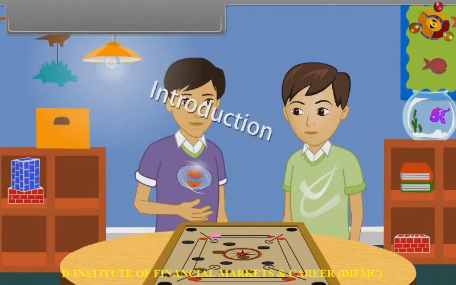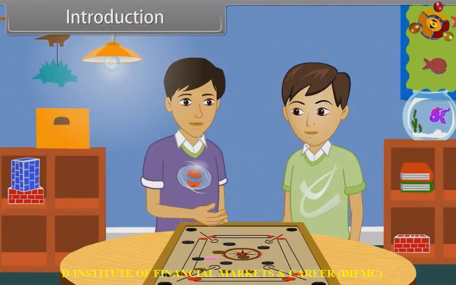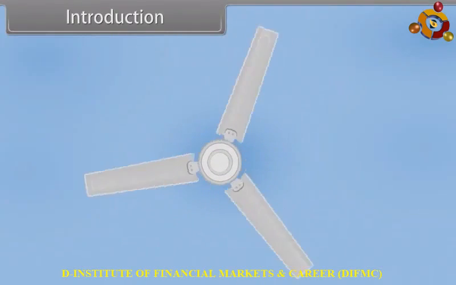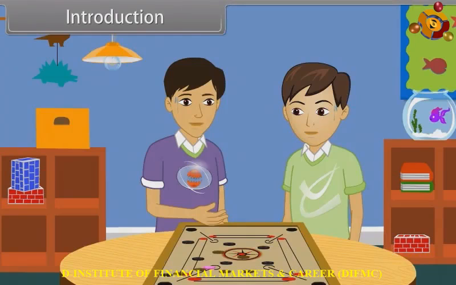Introduction. It is summer vacations. Sanjay and Rahul both are enjoying the game of carom. Suddenly, the light went off and the fan goes off. After a few minutes, Rahul and Sanjay both were sweating.